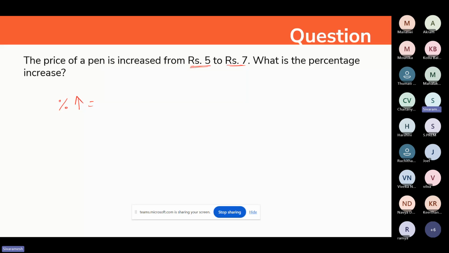The price of pennies increased from 5 rupees to 7 rupees. Now I can say that the price of the penny increased by 2 rupees. Am I correct? The price of pennies increased by 2 rupees. Now can I say that the percentage increase is 2%? Is it correct or wrong? Yes, sir. 2% is correct.